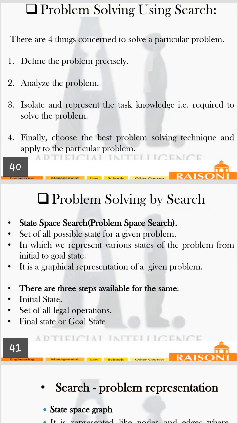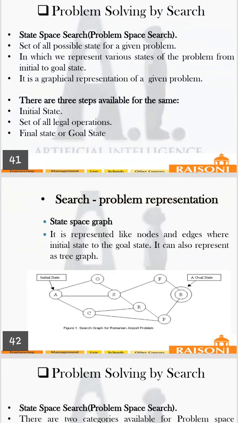Now next, problem solving by search: state space search or problem space search. The set of all possible states for a given problem is nothing but the state space, in which we represent the various states of the problem from the initial to the goal state. It is a graphical representation of a given problem. So what is state space search? State space search is a problem space search technique.